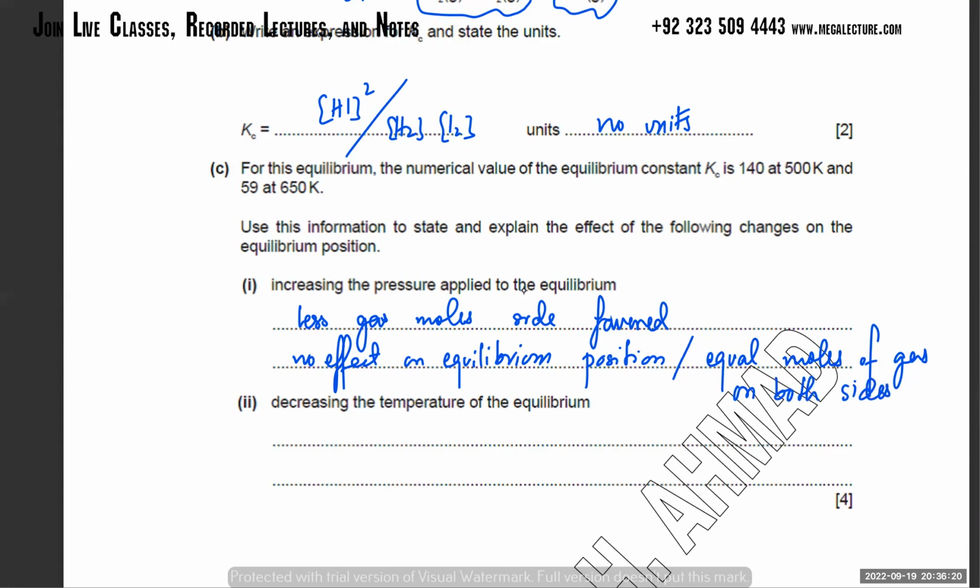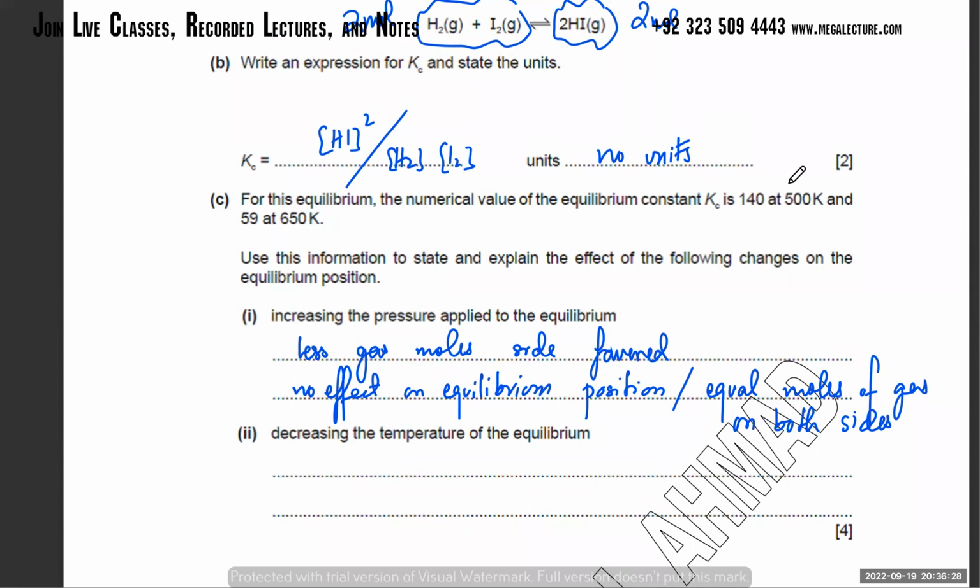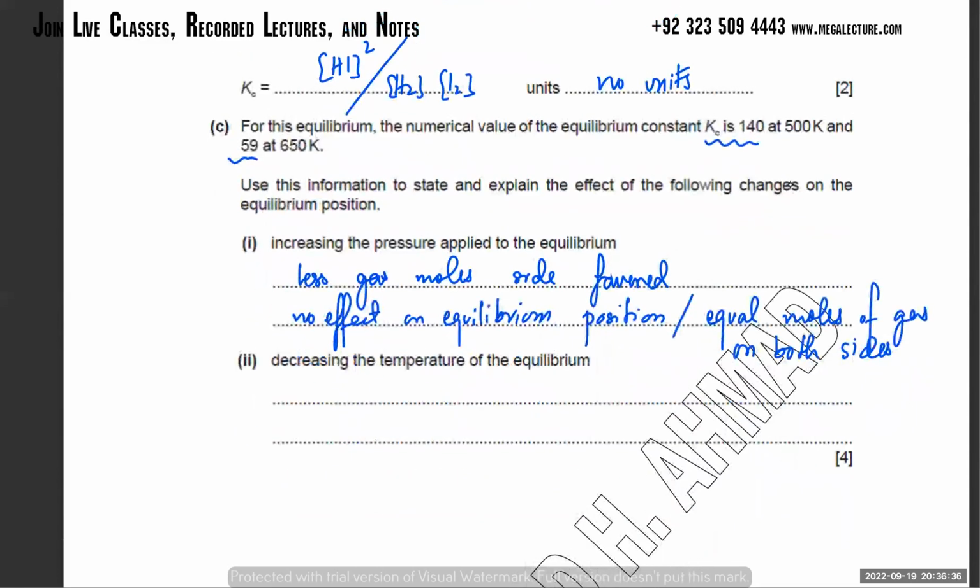Anyways, that's still not related to Kc. The other part is decreasing the temperature of the equilibrium. When he increases the temperature, this one is interesting because Kc is 140 at 500 kelvins and 59 at 650 kelvins. So at a lower temperature, the Kc value is 140, so Kc is higher. And at a higher temperature, the value of Kc is lower. So Kc is smaller.